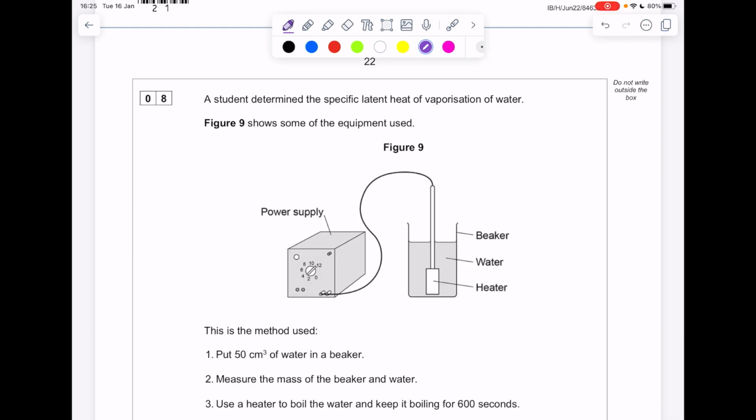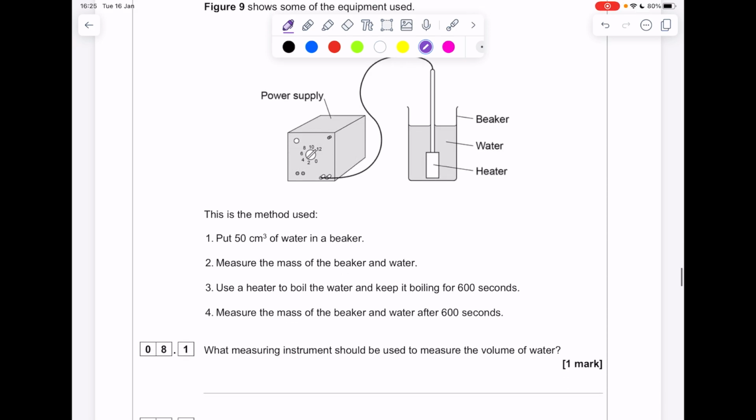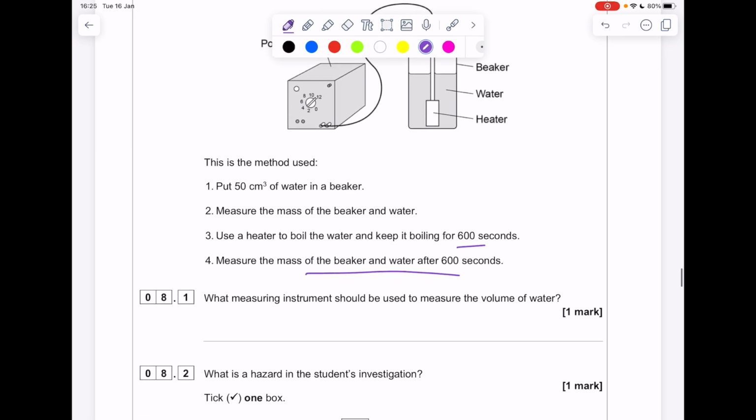A student determined the specific latent heat of vaporization of water. Here's the equipment used. This is the method. Put 50 centimeters cubed of water in a beaker. Measure the mass of the beaker and water. Use the heater to boil the water and keep it boiling for 600 seconds. Measure the mass of the beaker and water after 600 seconds.